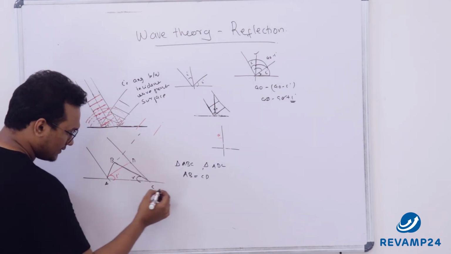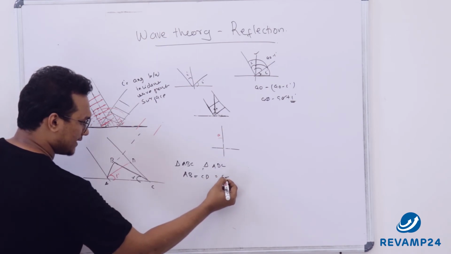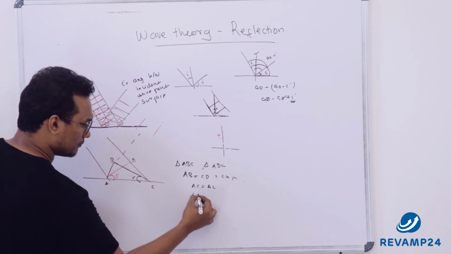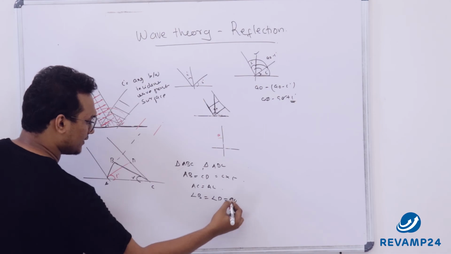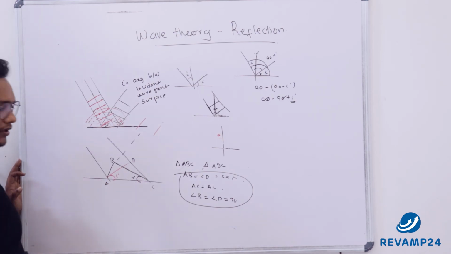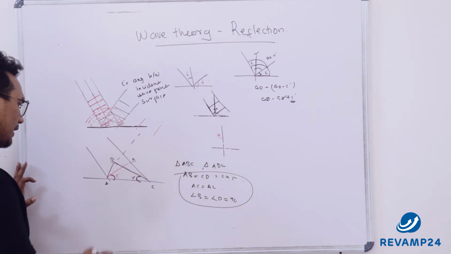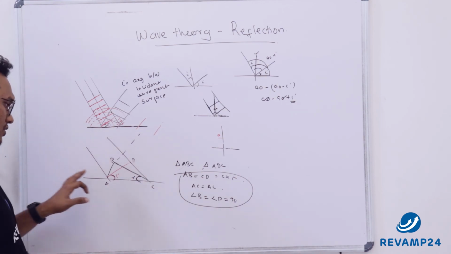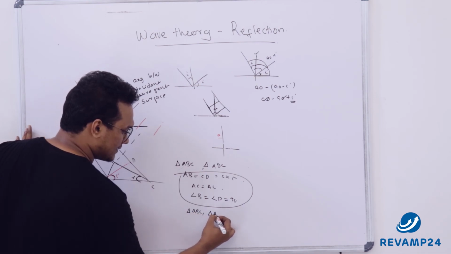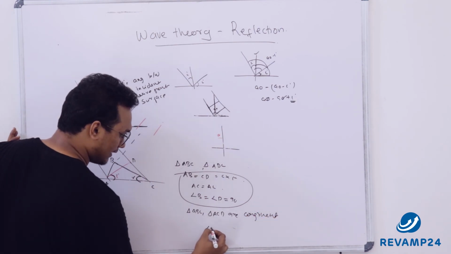Now see, AB is equal to DC because that is c into t. Now AC is equal to AC, it's the same side, and angle B is equal to angle D, which is 90 degrees. This is a condition for congruency. So these two triangles are congruent. Now if these two triangles are congruent, then these two angles also have to be the same. So triangle ABC and triangle ADC are congruent. So with that, angle I is equal to angle R.